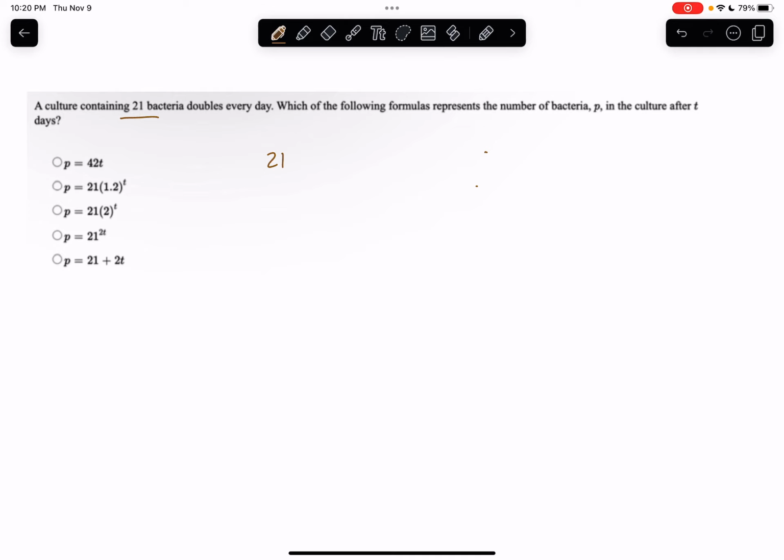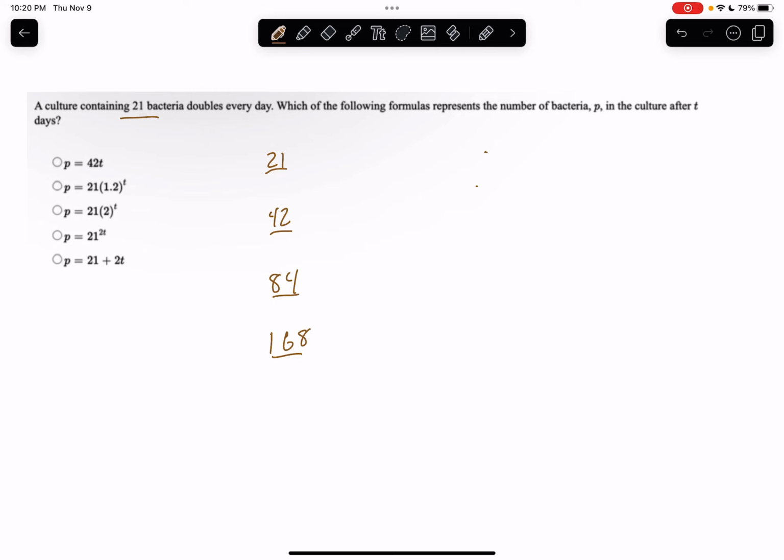So the next day, you'd have 42. And then the next day, it doubles, you'd have 84. The next day, that doubles, and you'd have 168. That doubles, so on and so forth. So we're just taking that number and doubling it every time. So we want to figure out a formula that gives us these outputs, okay? And since this doubles every day, we're dealing with an exponential.